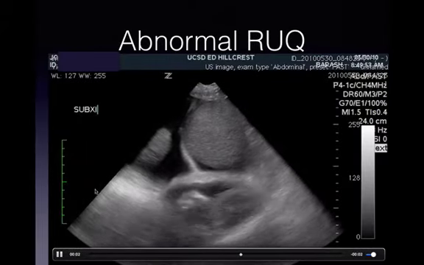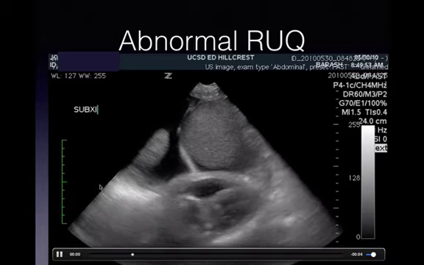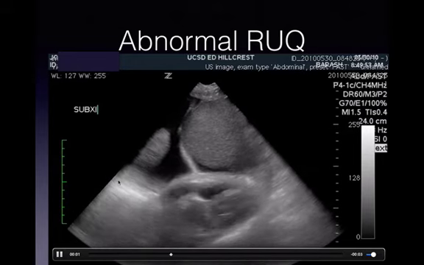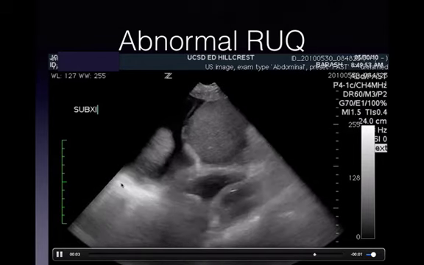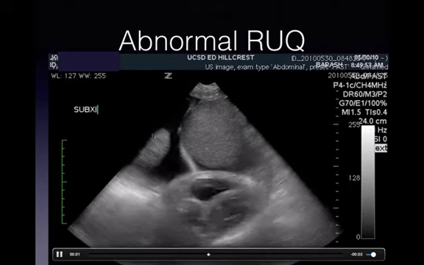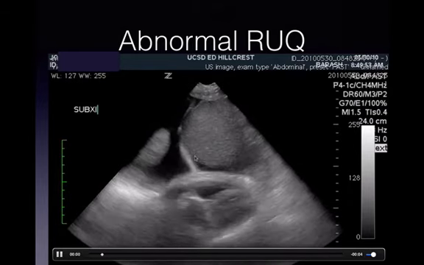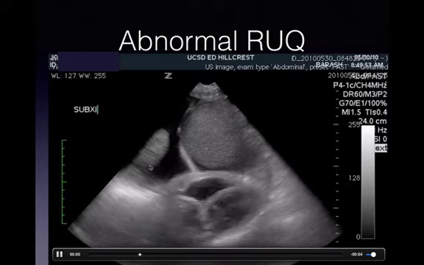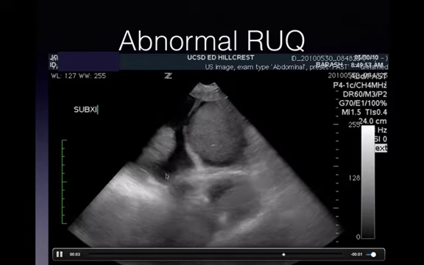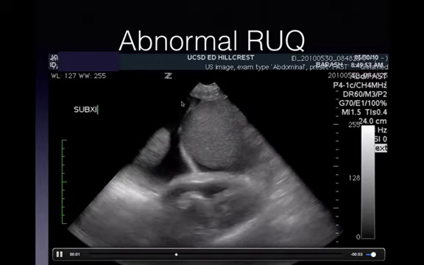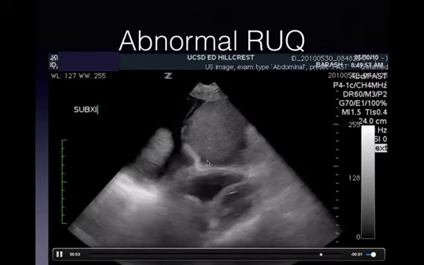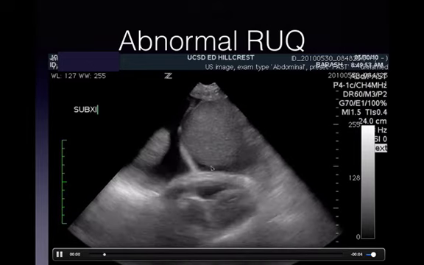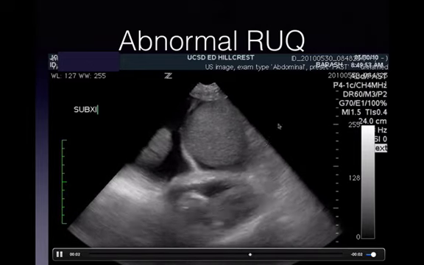Here's an abnormal Morrison's pouch view. So our marker dot is up. This is going to be superior to inferior. And we're going to be in the mid-axillary line on the right side. And here we see diaphragm. And above the diaphragm, we see a piece of consolidated lung. And we see a lot of fluid in the pleura. We also see fluid in the peritoneal space here because we see fluid surrounding the liver. So that's a positive FAST exam.